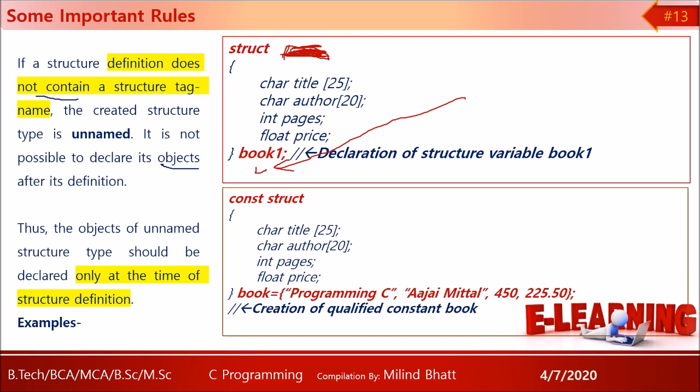Similarly, const struct, unnamed, title, author, price as float. Similarly, I am creating its object as book, and values can be assigned over here in such a way. We will discuss how these values are being given in upcoming slides. This is called creation of a qualified constant. Means I am creating an object of it, as well as putting values to it. That means initializing that particular object.